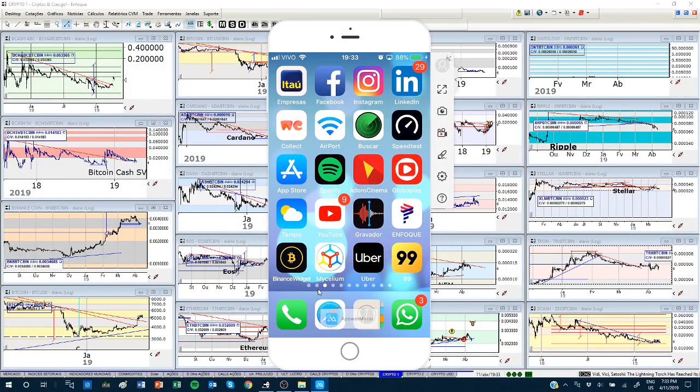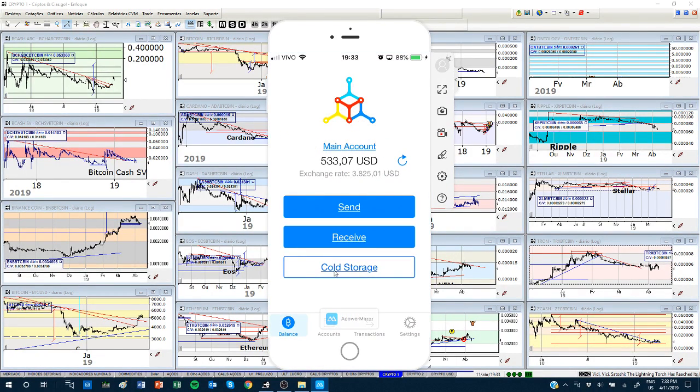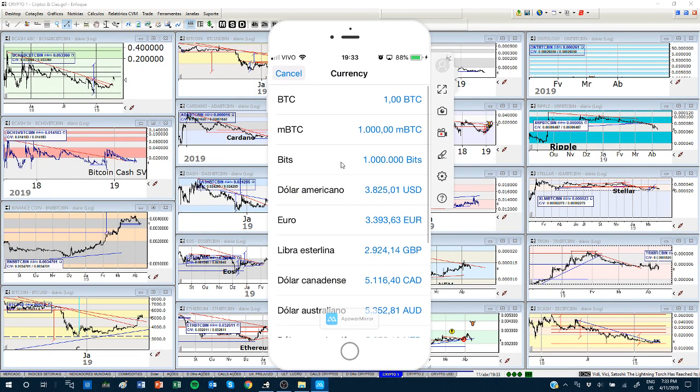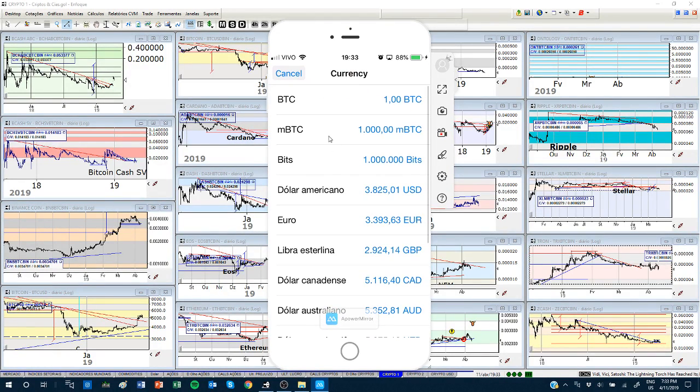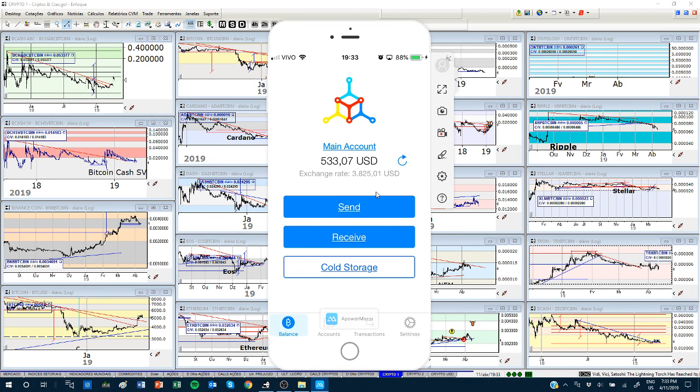I'm showing you here my iPhone and the Mycelium in my iPhone. I'm going to click the Mycelium. I'm going to be showing you that I have $533. Actually, if you don't know, you can click here in the amount and then change it to Bitcoin, or you can click on it again and change it to whatever currency you like. I'm switching back to American dollars.